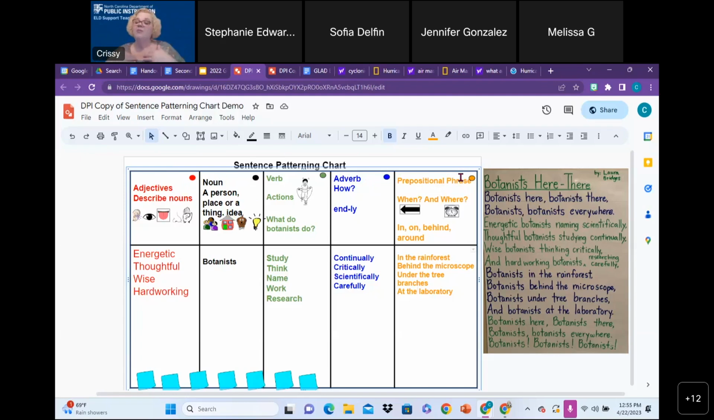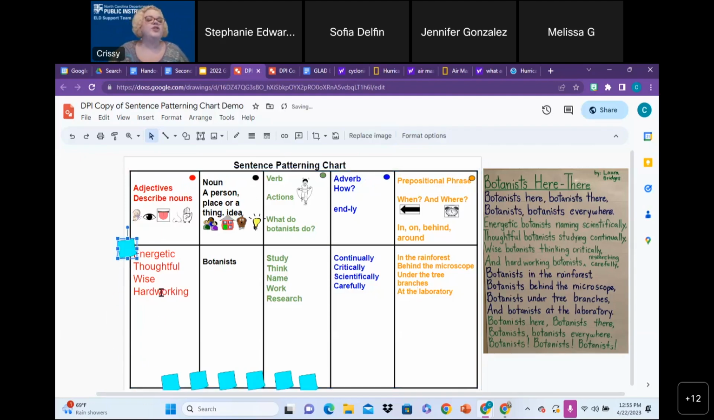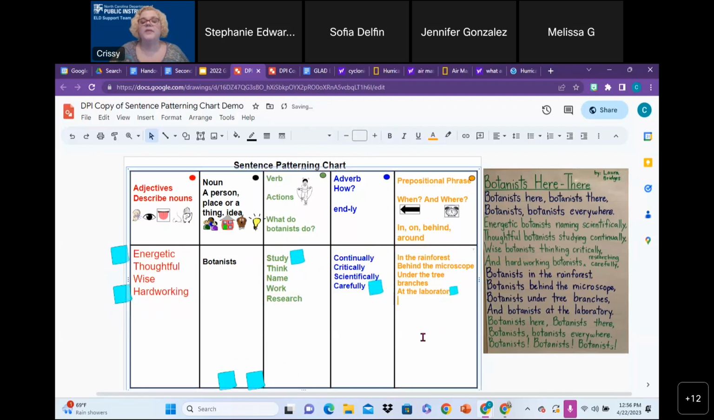So now I would like somebody to help me out. I need a volunteer. Oh, actually, before we do a volunteer, let's try using some of our words down here. So I'm going to choose some words. Put a little sticky next to the words I'm going to use. I'm going to use energetic, hardworking. I'm going to use study. And I'm going to use carefully. And then my prepositional phrase is going to be in the laboratory. Okay, so I'm going to sing now using the words that you gave me. So just listen, then I'm going to ask you to join in.